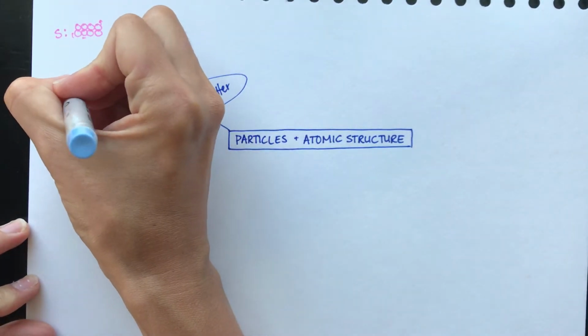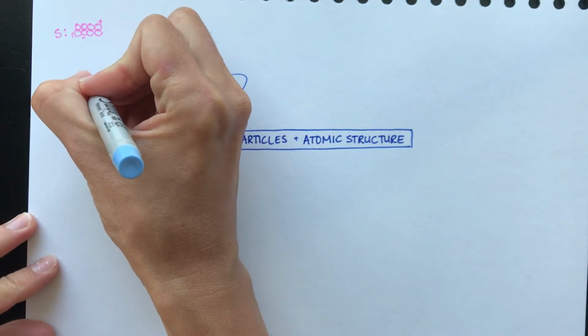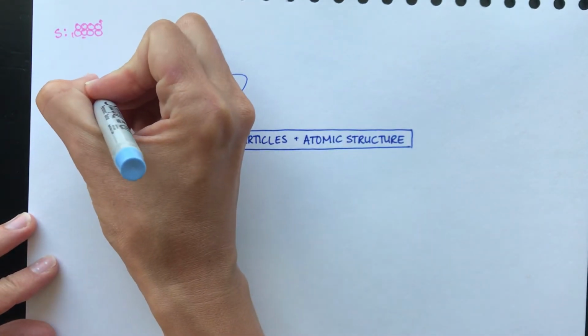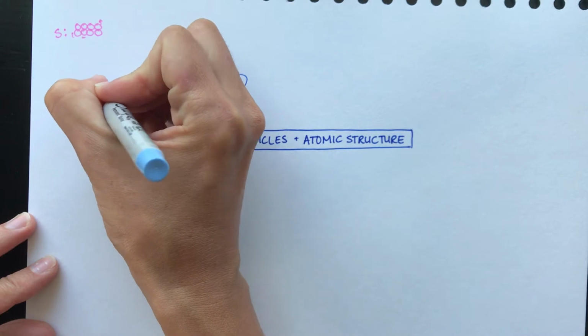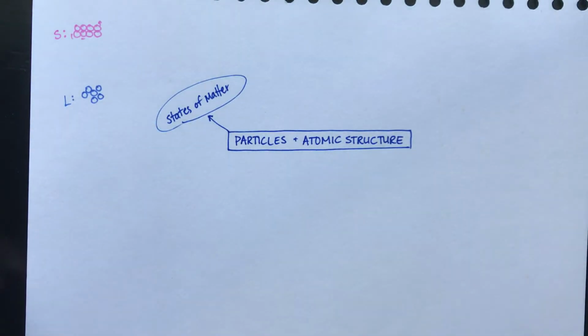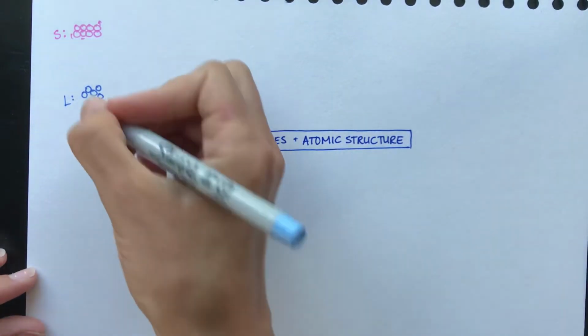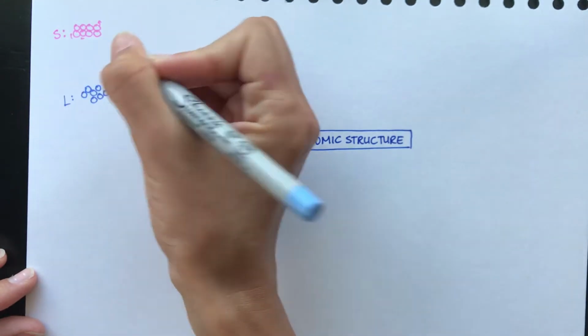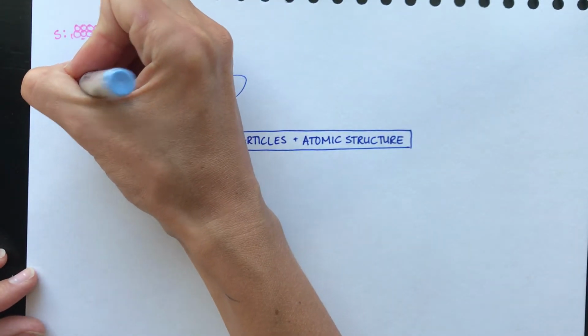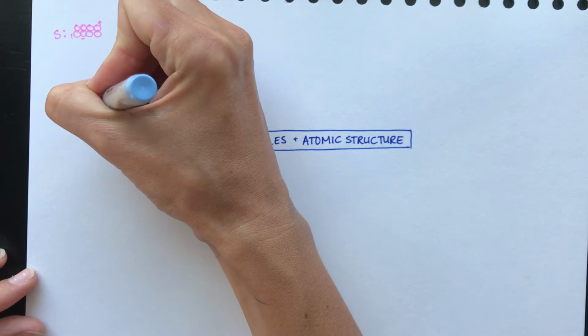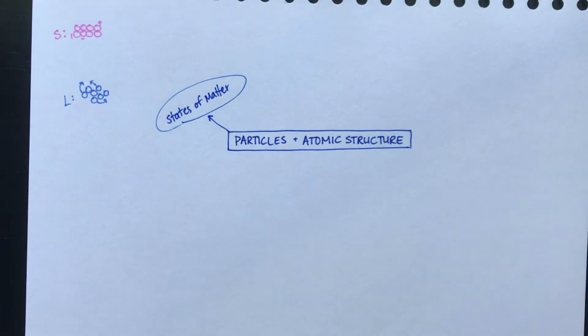For a liquid, they should also be touching. That's the part most students forget. Most of them should be touching. Just make sure they're not in neat rows. So that would be a liquid. They take the shape of their container, and they can move freely past one another. That's one of the main differences between a solid and a liquid.